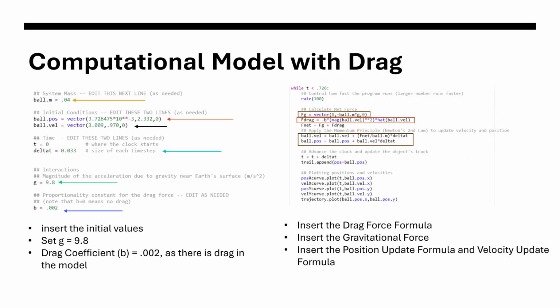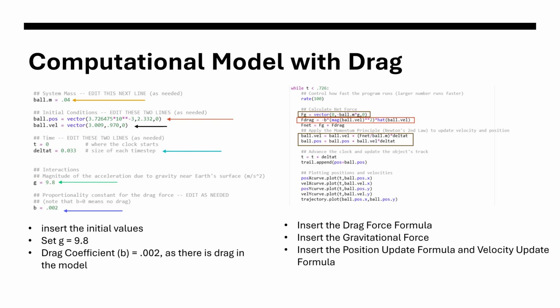For our computational model, we first insert the initial values we calculated from the last slide. The mass was calculated using a scale, which was 0.04 kilograms. We then inputted 9.8 meters per second squared for the magnitude of the acceleration due to gravity near Earth's surface. Delta t was 0.003 seconds, which matched the speed of our tracker program. For the drag calculation, the calculations would not work with a coefficient over 0 for some reason. However, 0.002 seemed to resemble the experimental model the best.